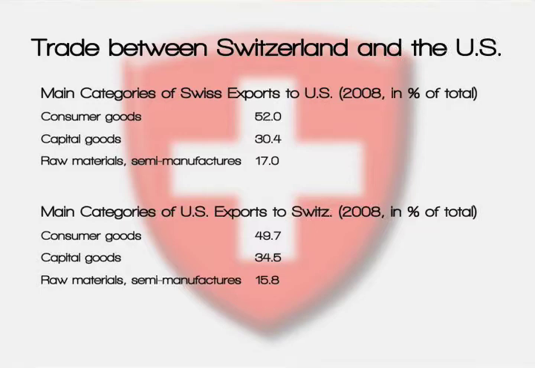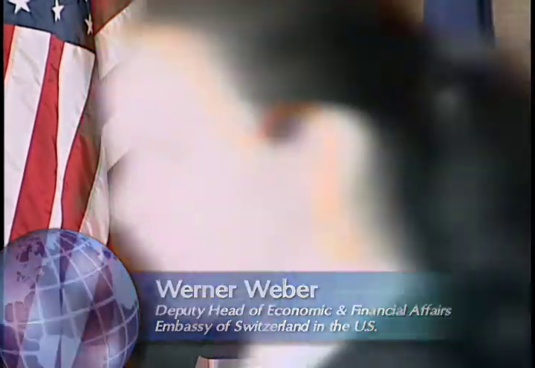Here is another categorization of the trade flows. You see consumer goods are about half of the trade flows in goods. Capital goods, imports and exports are about 1/3. And raw materials, semi-manufacturers, that's the intra-industry component of the trade, is about 15 to 17%. So the trade pattern, exports from Switzerland to the US and exports from the US to Switzerland, is very similar.